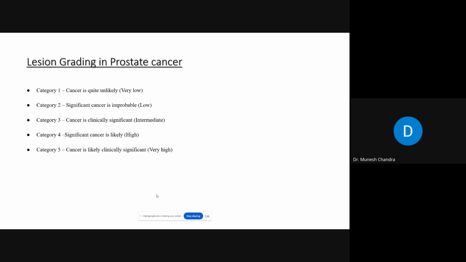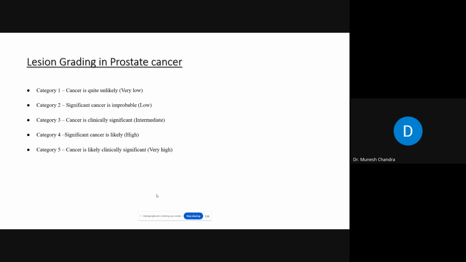Whenever we are talking about lesion grading in prostate cancer, it falls in 5 categories. If the lesion grading of prostate cancer is in category 1, then cancer is quite unlikely. It means there is a very low chance that the prostate is cancerous. If it lies in category 2, then there is a chance that the prostate is cancerous, but it is quite low.